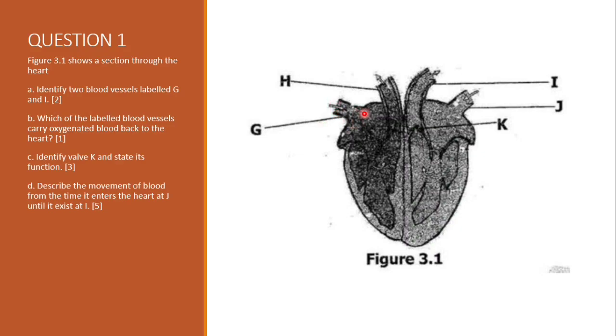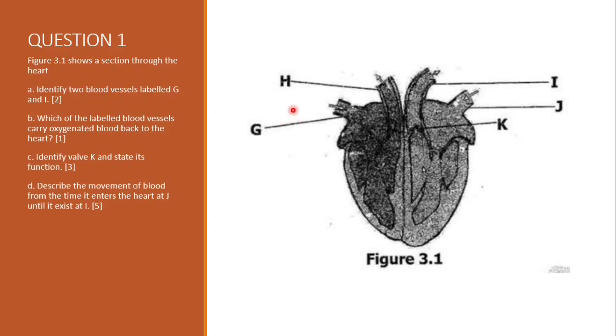This blood vessel here is the vena cava. It's a vein. What veins do is they transport blood towards the heart. They carry blood, taking it to the heart. The one found on the right side is known as the vena cava, and its function is that it transports deoxygenated blood from all parts of the body, taking it to the heart.